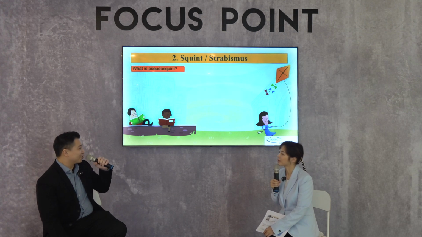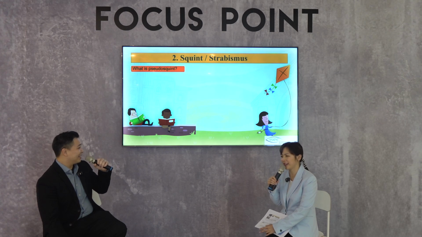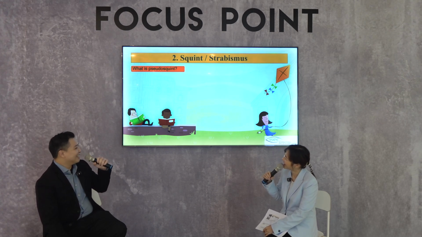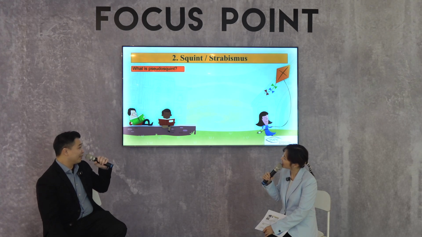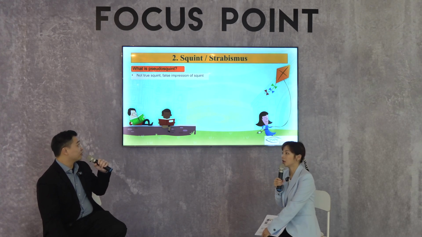So what is pseudosquint? Anyone have any idea? The name itself is very technical. Pseudo, as the name explains, means false, and squint is strabismus. So pseudosquint is actually a false impression of squint caused by certain conditions.